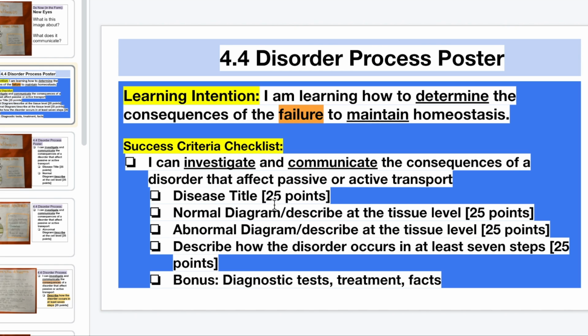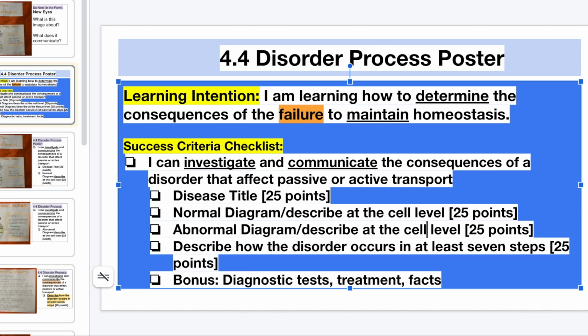You'll have a disease title, that's 25 points, and a normal diagram that includes a description at the tissue level, or in other words, the cell level. So you should be able to see, like in that example, a cell membrane. That's 25 points. Then an abnormal diagram with a description at the cell level.